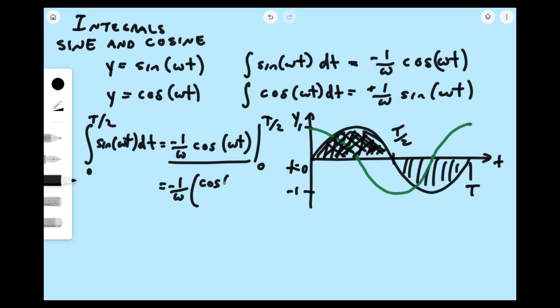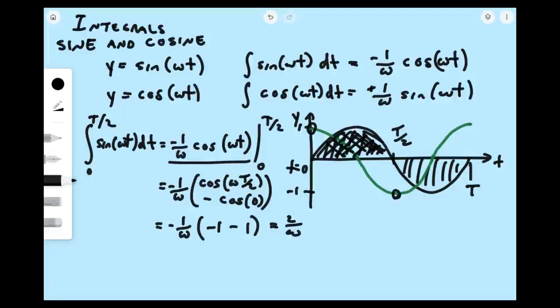So we have cosine omega capital T minus the cosine of omega times 0, cosine of 0. At capital T divided by 2, the cosine function is negative 1. And at 0, it's positive 1. So we can write negative 1 minus positive 1, and that is 2 over omega.